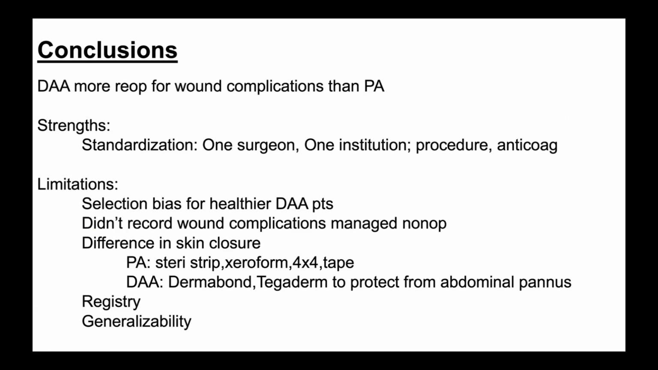The strengths of this study are standardized procedures and anticoagulation protocols. Limitations include selection bias for healthier anterior approach patients. Authors didn't really record wound complications managed non-operatively. And the surgeon used Steri-Strips, Xeroform 4x4, and tape to dress his posterior incisions, but used Dermabond and Tegaderm for anterior incisions. And the data was also from a registry.